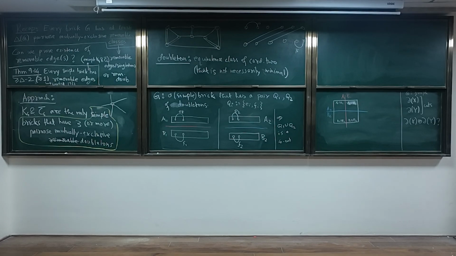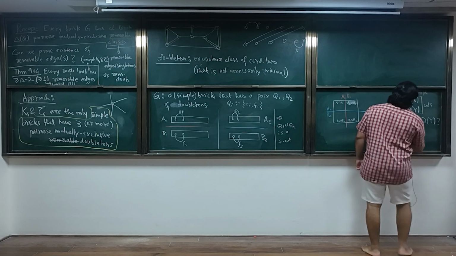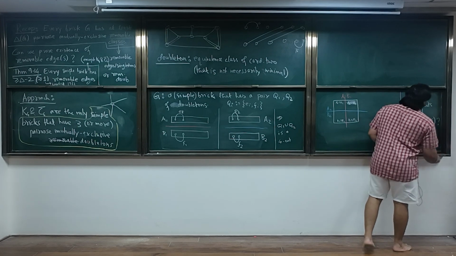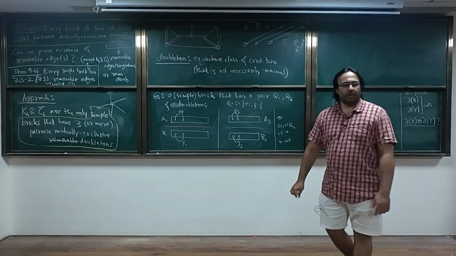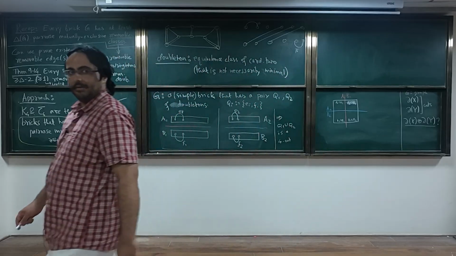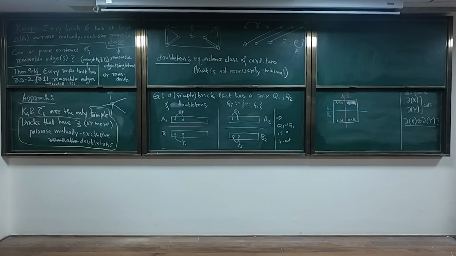So if you are struggling to figure out the location of the 4 edges, try to first figure out this: why is this a cut? What are the shores of this cut? If it is a cut, it should have shores.